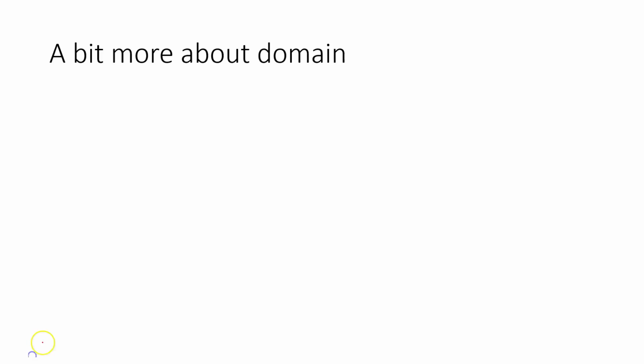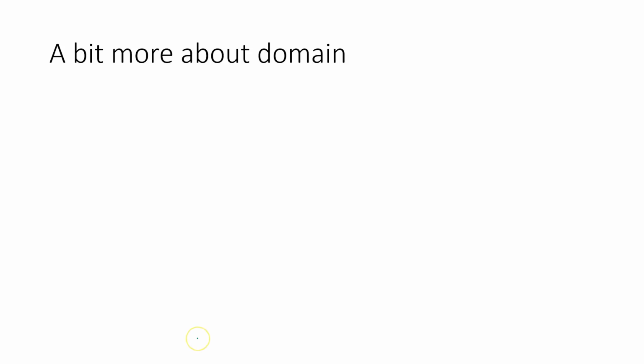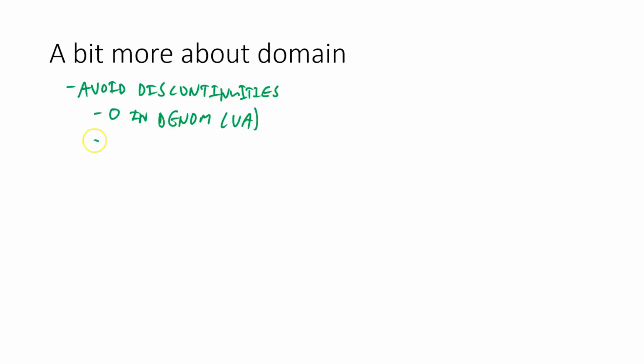So let's take a look at domain in a little bit more detail. If we think about our domain, there are a few things we want to focus on. We need to avoid discontinuities, and we talked about a few different kinds at the beginning of the year. The one you'll see most often is 0 in the denominator, and that would be a vertical asymptote.